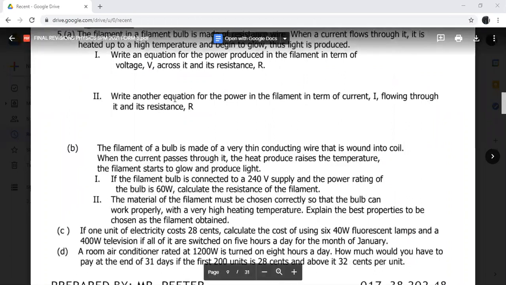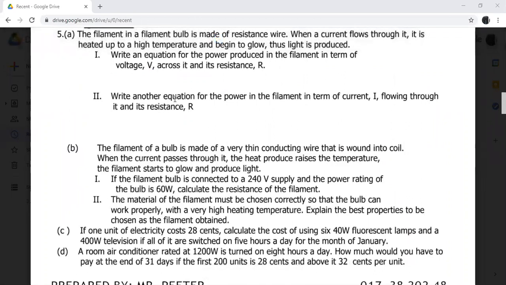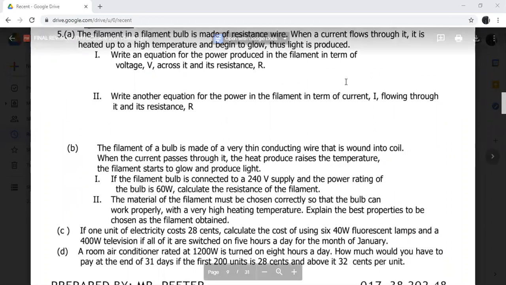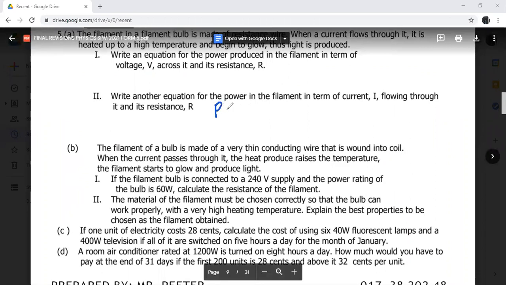Write another equation for the power in the filament in terms of current flowing through it and its resistance. Another one, in terms of current and resistance. So P equals VI, and V equals IR. So P equals I square R. That's it. Done. Next.